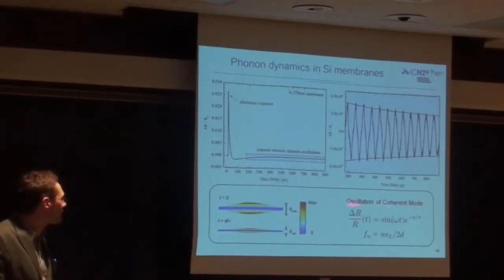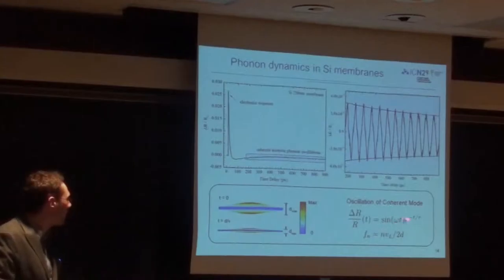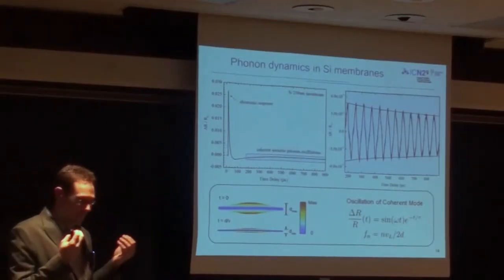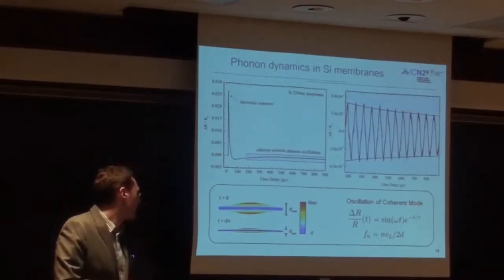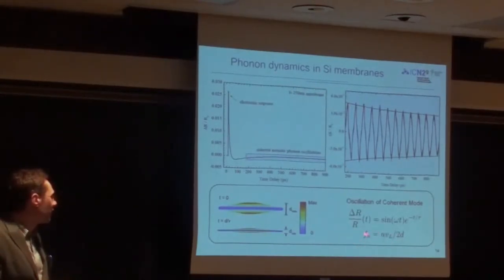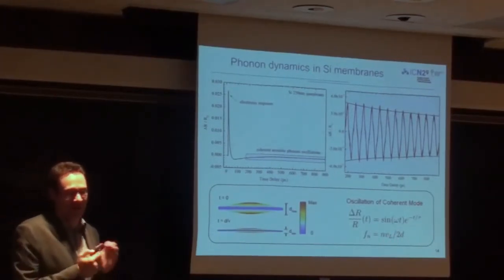And the oscillation of these coherent modes can be described by the relative change in reflectivity, time dependent, which is given basically by a sinusoidal function, or several sinusoidal functions if you consider higher harmonics, and an exponential decay function, where omega and tau are the phonon frequency and the lifetime of this specific mode. And this is correlated to the thickness of these membranes. So the frequency is basically just given by an integer multiplied by the sound velocity divided by 2 times the thickness.